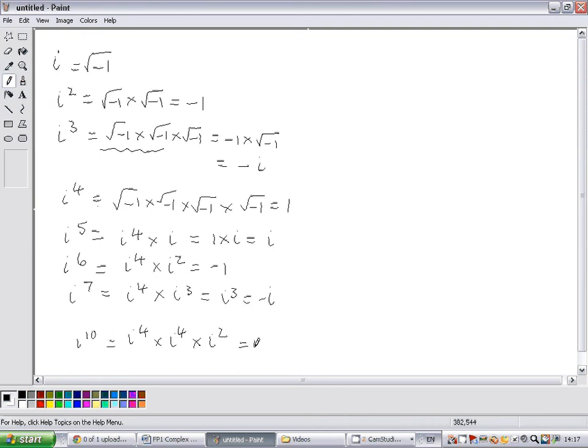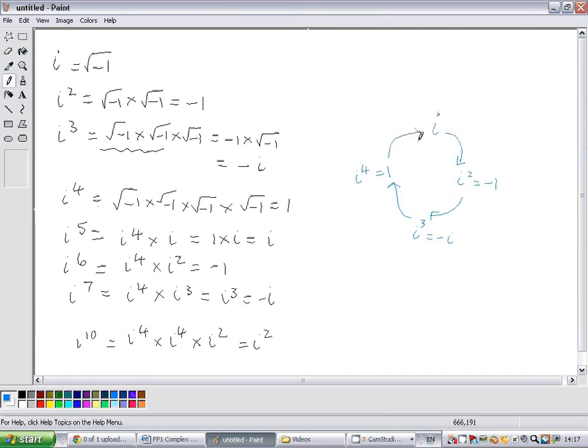And what actually happens is you go around in a circle. So you start with i, and this is how I remember it. i squared is minus 1. i cubed is minus i. And then i to the 4 is 1. And then you get back to where you started from.